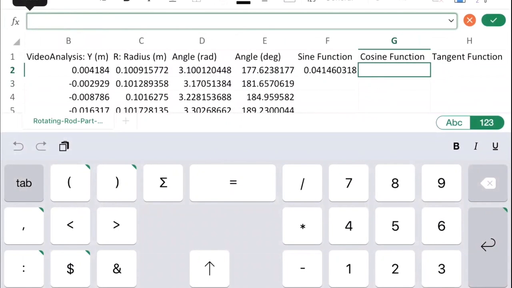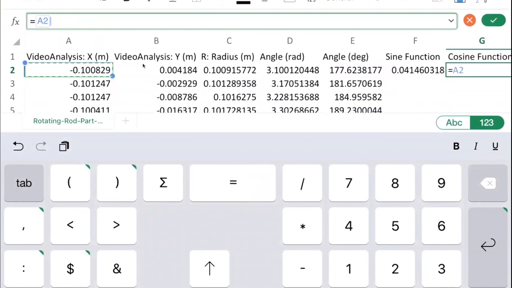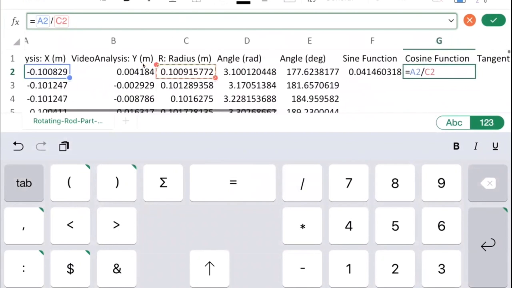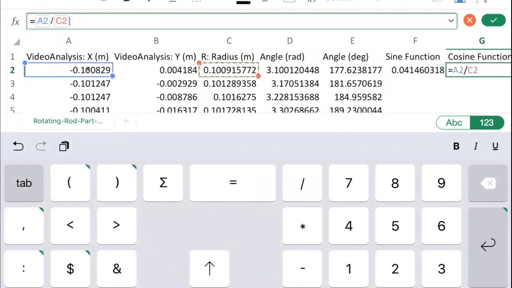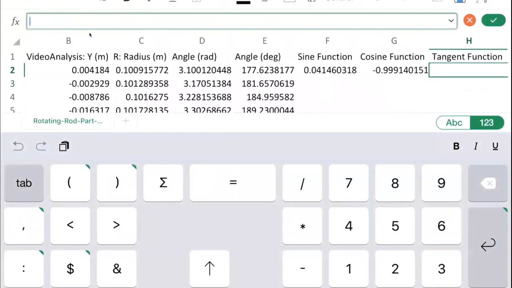And the cosine function is just x over r. So this is gonna be x divided by r. So if you look here, cosine, and I basically have A2 over C2. Okay, I hit return there. And then I'll do the tangent function.